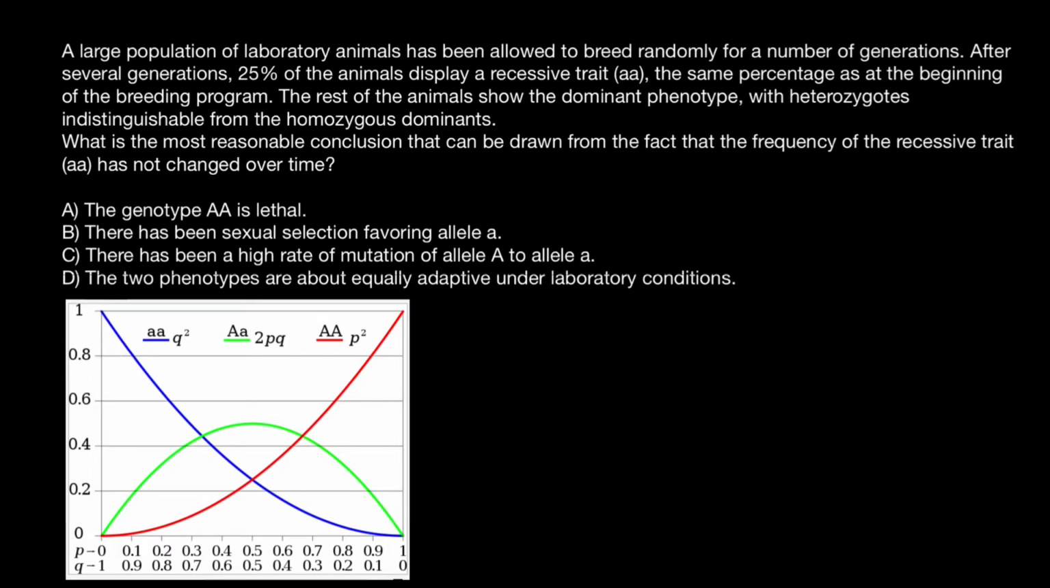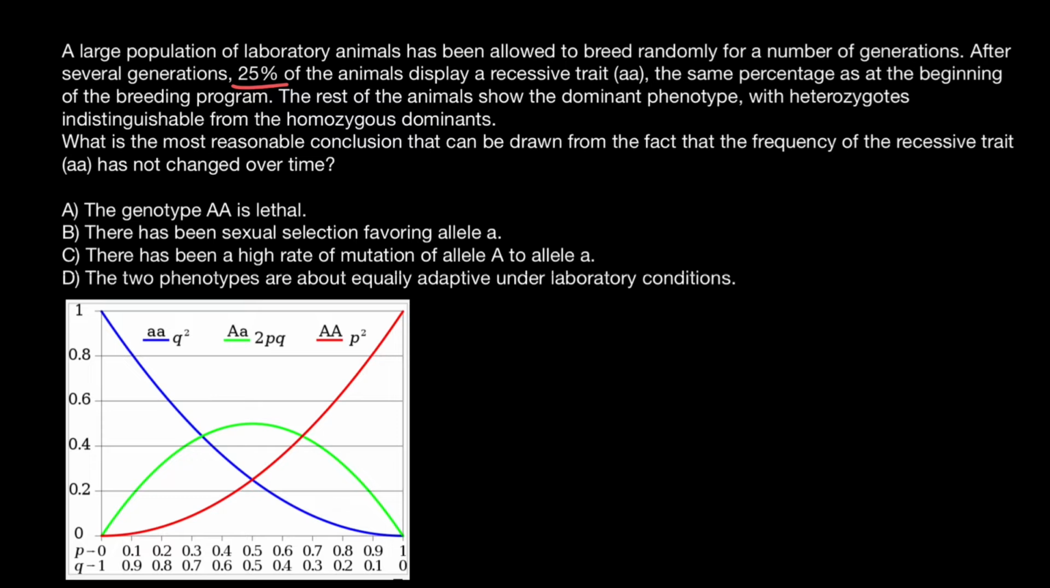And these three lines represent the frequency of the genotypes. For example, blue color here shows the frequency of the homozygous recessive, red color the frequency of the homozygous dominant, and green color the frequency of the heterozygous genotype. According to our problem, the frequency of the homozygous recessive genotype was 25%. That means that the frequency of the recessive and dominant alleles was 50% each.